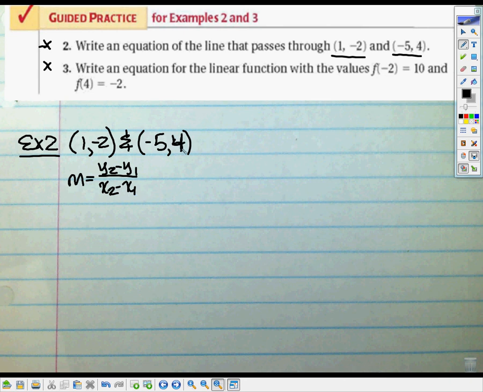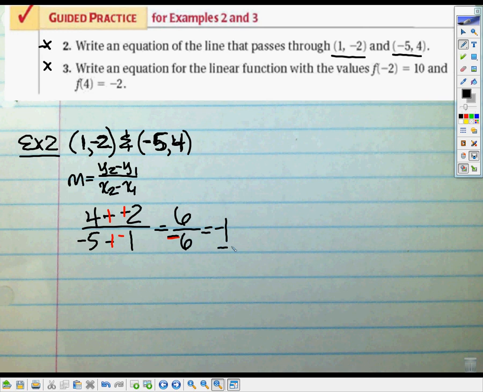Here is my y2, so I'm going to put that here. I'm going to subtract from it y1, which is right there. And under it, I'm going to put in my x2 value of -5 minus the other x1 value, which is 1. If we change this to adding the opposite, this is going to turn into 6 on top. And if we change the other one to adding the opposite, it's going to turn into a -6 on bottom. That will equal a -1 for our slope.